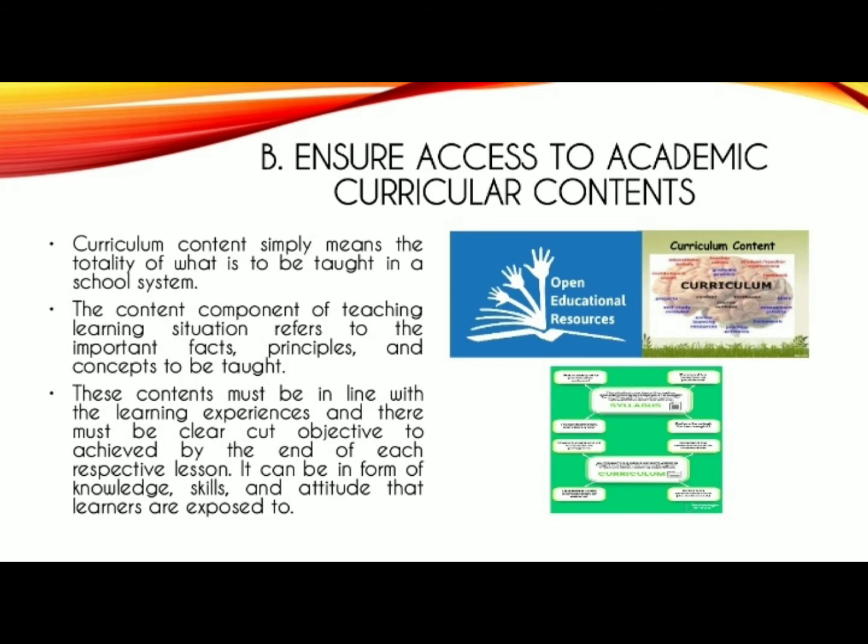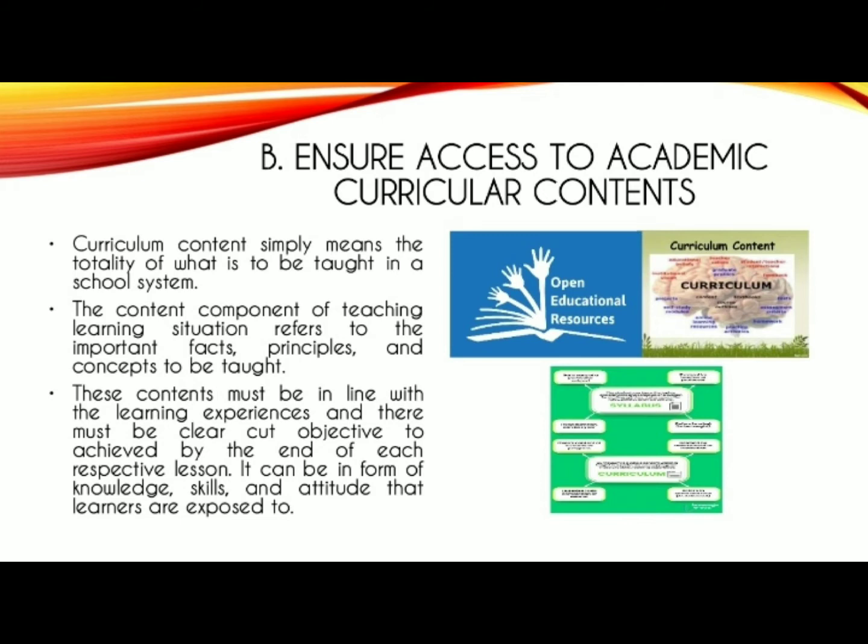So, curriculum content refers to the lessons of a particular subject, which is based on facts, and each lesson has objectives, which are in the form of KSA, if you can still remember. KSA means knowledge, skills, and attitude.